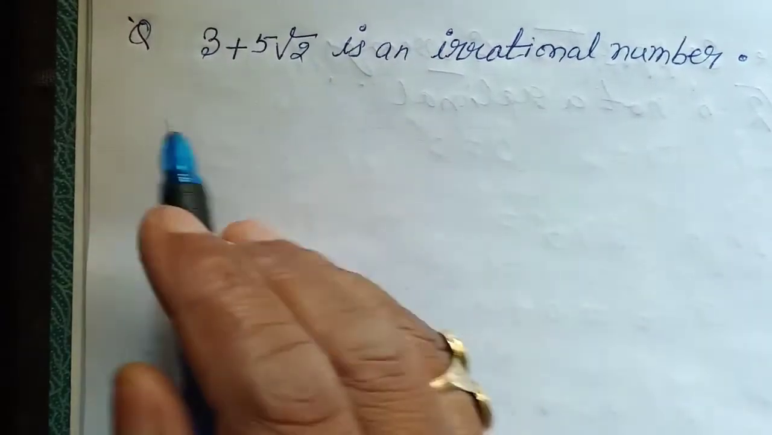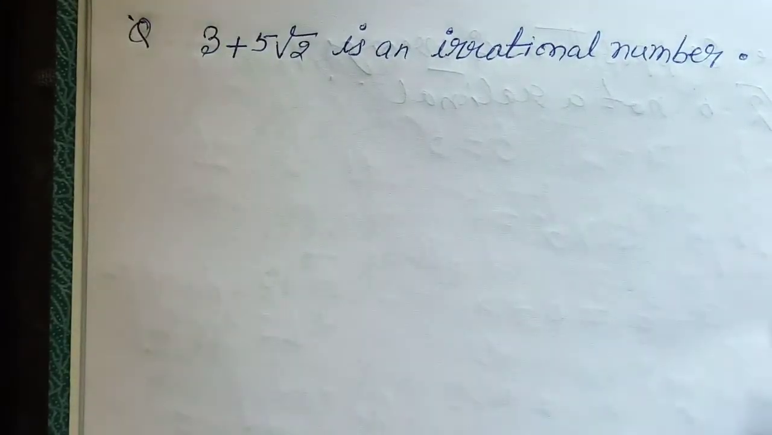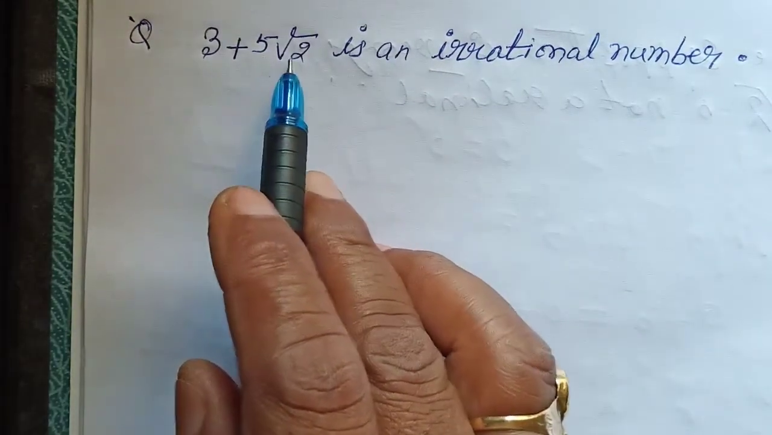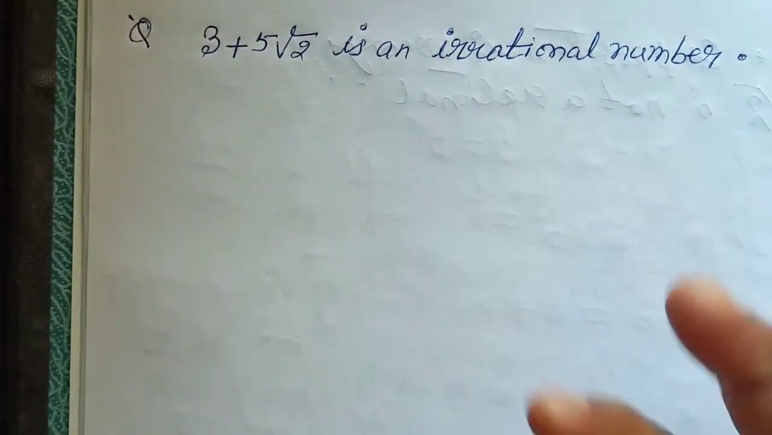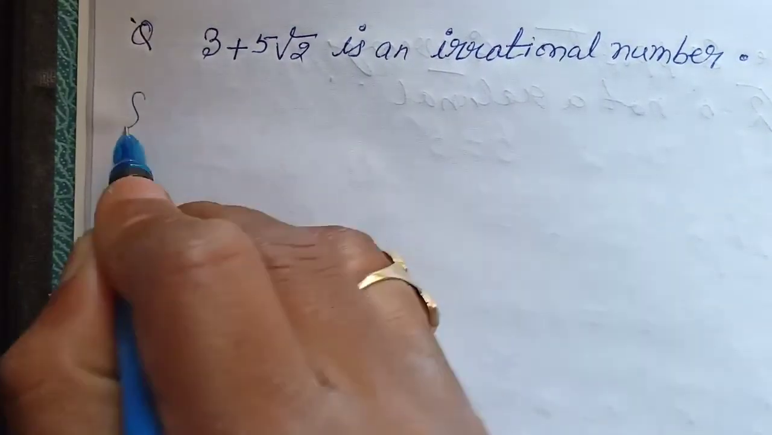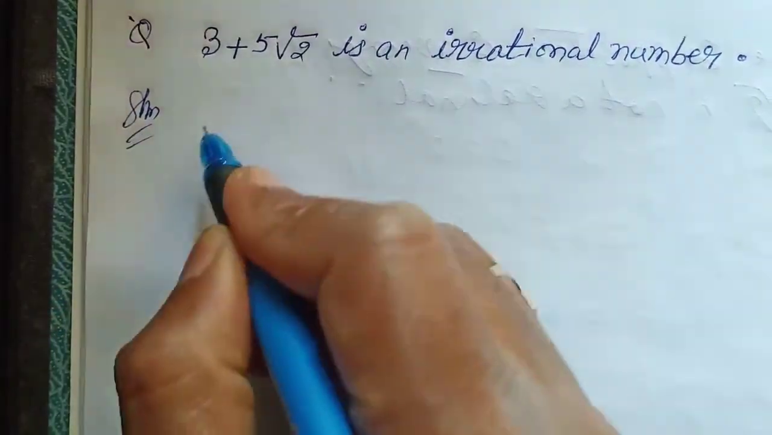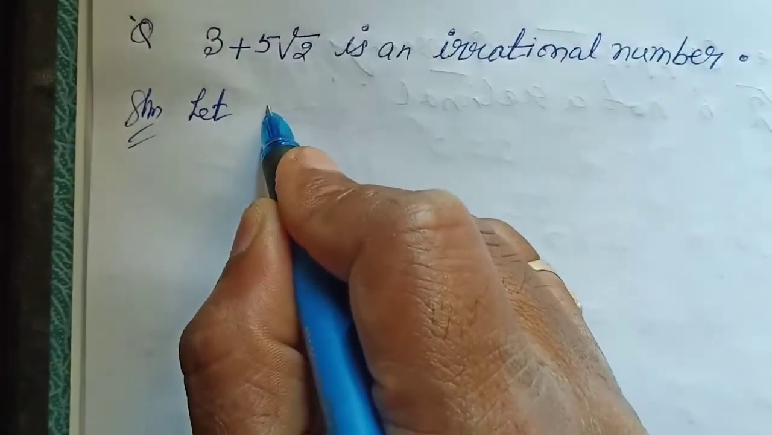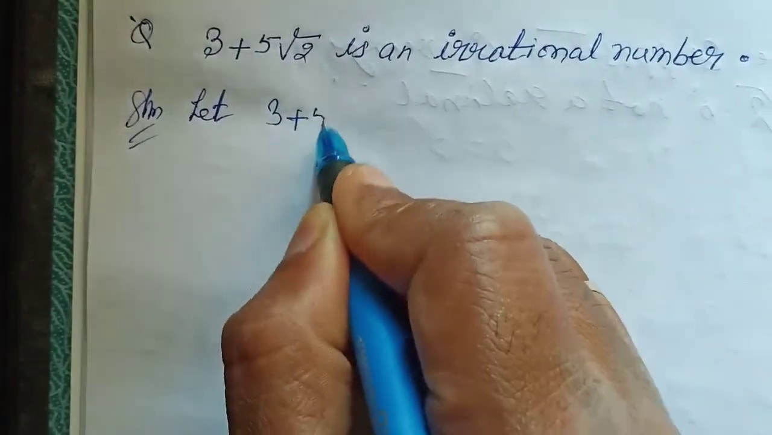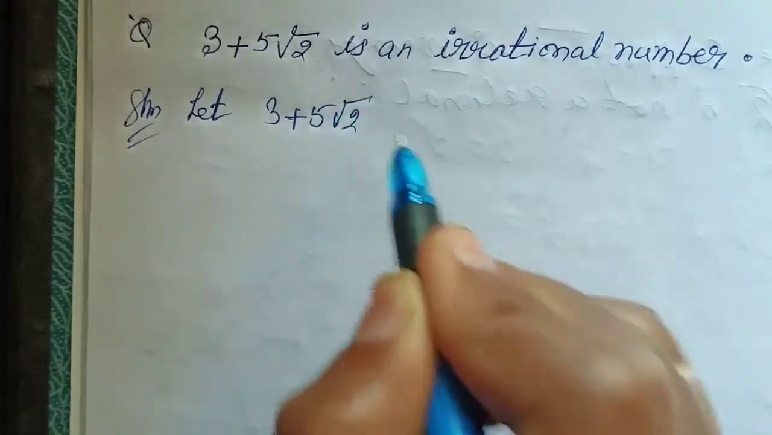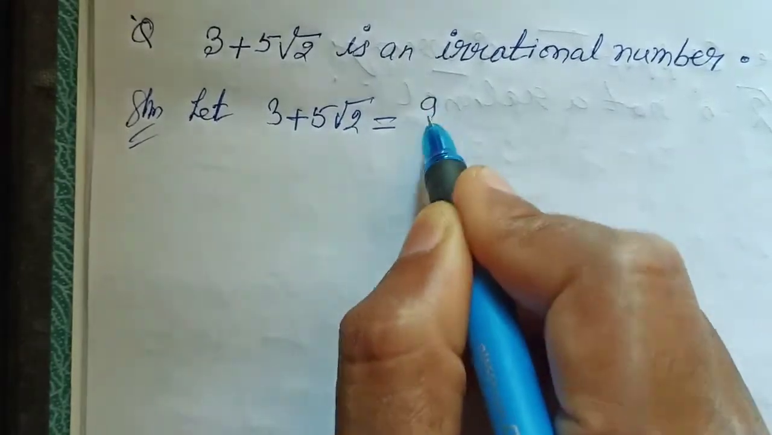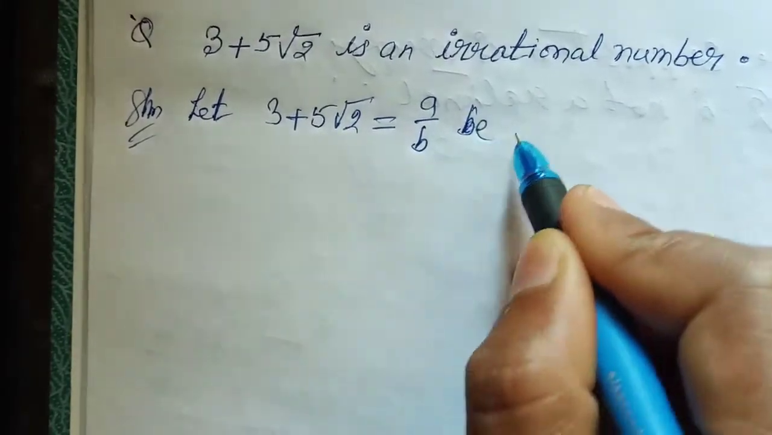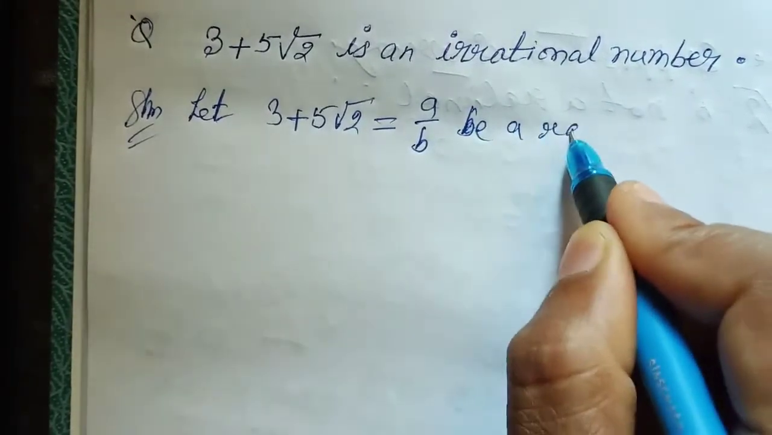Dear student, in this video, I am going to explain one question: prove that 3 plus 5 root 2 is an irrational number. For that, let 3 plus 5 root 2 equal a by b, be a rational number.